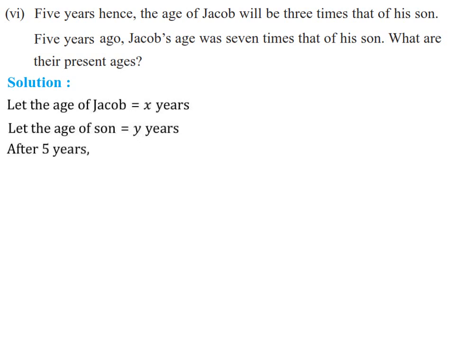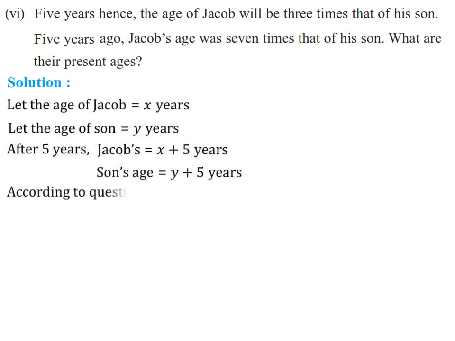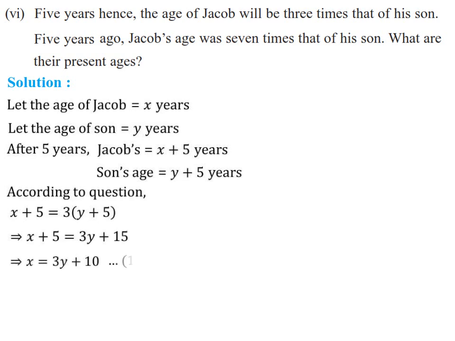So first case, after 5 years, Jacob's age will become x plus 5 and his son's age is y plus 5 years. So according to the first situation, after 5 years Jacob will be 3 times as old as his son. So I will get the relation x plus 5 is equal to 3 into (y plus 5). So my simplification will become x plus 5 equals 3y plus 15. So I will get x equals 3y plus 10, and that is my first equation.